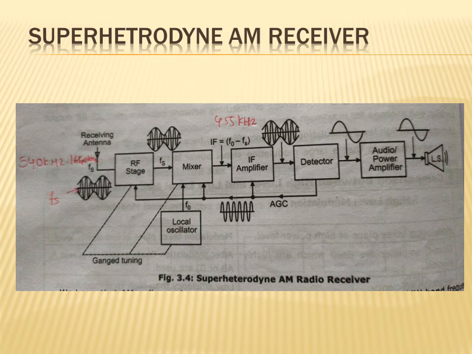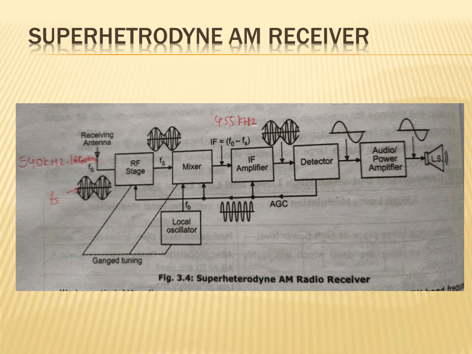To maintain the constant difference between the RF stage, mixer and local oscillator, we are using ganged tuning, and AGC, which is used to control the gain of the IF amplifier and RF amplifier. So this is the superheterodyne AM receiver.